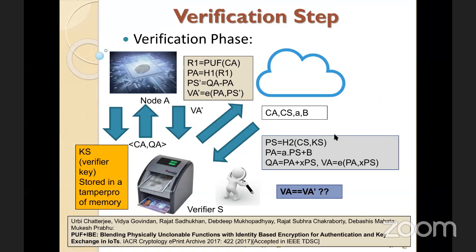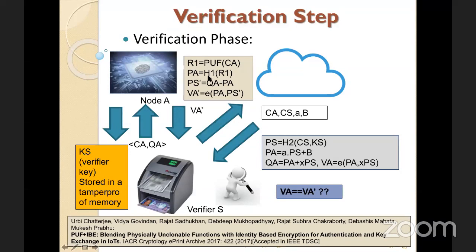Now the verifier generates an ephemeral variable X, and computes a challenge QA and a corresponding paired output, which is the expected response VA, and sends this information to the node A. Now note that the node has its own PUF, which is the legitimate PUF, and therefore computes this R1.